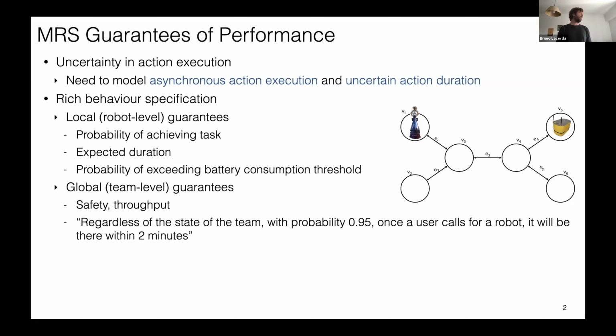And in particular, we are quite interested in this type of guarantee. Our work hasn't been able to really achieve this kind of guarantee, but this is what we're aiming for. So guarantees that say things, for example, like regardless of the state of the team, with a high probability, if some user calls for a robot, there will be a robot there within 2 minutes. It doesn't really matter which robot will be there servicing the task for the user. It just matters that some robot will go there. How we execute tasks across the team and still ensure that this kind of property holds throughout the execution of the system is something that we are very interested in. And a lot of the work that I'm going to show here is trying to build towards approaches that are able to deliver this kind of guarantee.